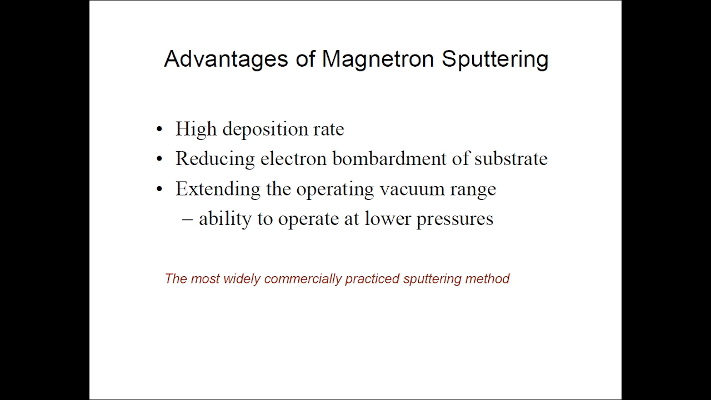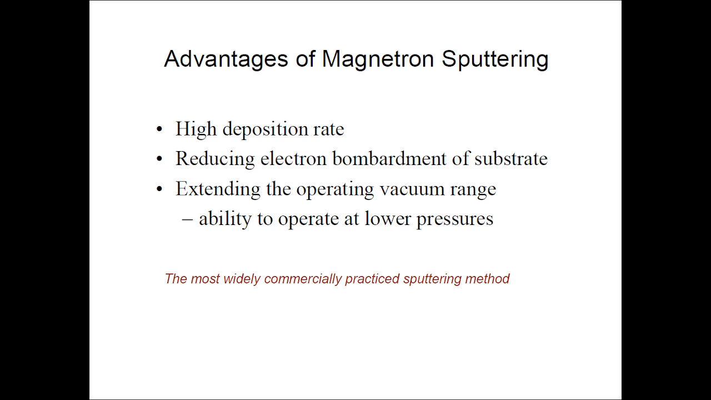So that is the advantage of magnetron sputtering: high deposition rate, reduced electron bombardment of the substrate, extended operating vacuum range, and the ability to operate at lower pressures also. It is the most widely commercially practiced sputtering method. It is used along with DC and RF. DC magnetron sputtering is there, RF magnetron sputtering is there.